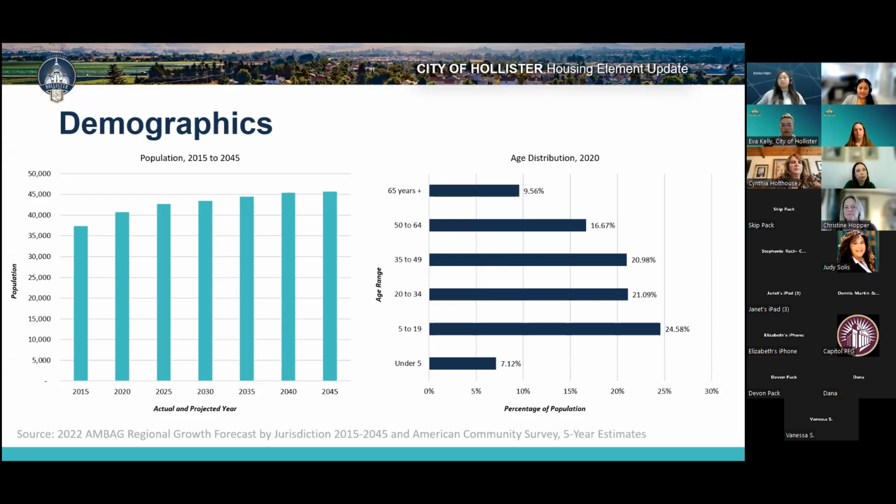All right, so as you can see here on the screen, the Hollister population is projected to increase through 2040. The city is largely made up of youth ages 5 to 19, followed by a large percentage of adults 20 to 34 and 35 to 49. So this indicates a need for typically more affordable units for a population that may not be able to right away afford a single family home. Persons over the age of 64 represent over 9% of the population. So this signals a need for senior housing or programs geared towards assisting seniors in the community.